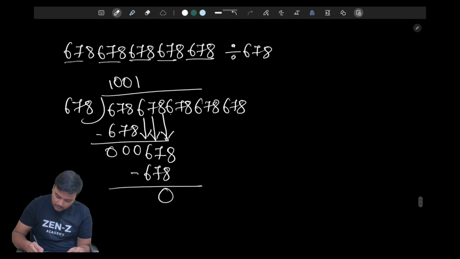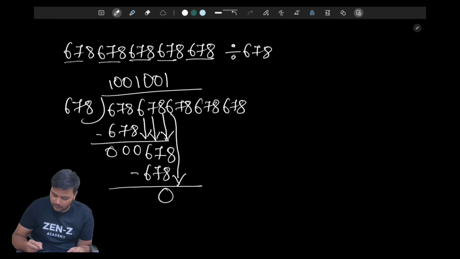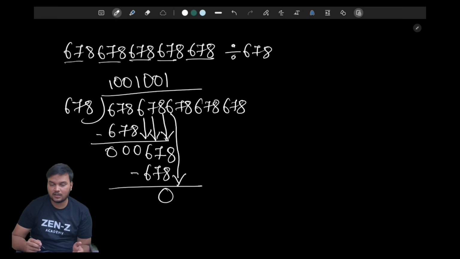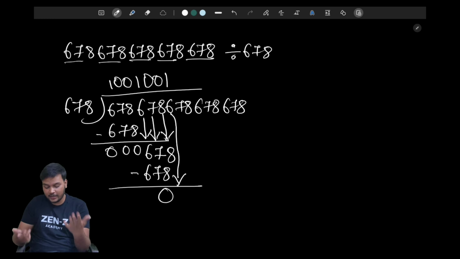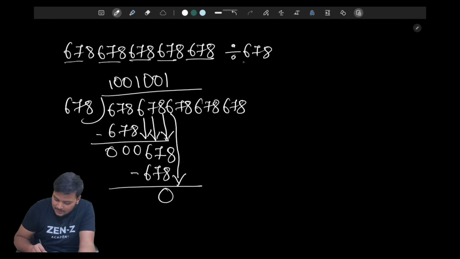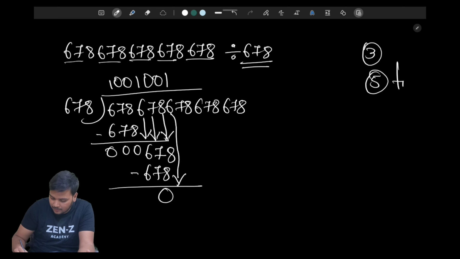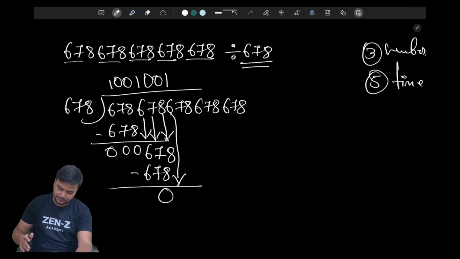If I go forward, it's going to be the same. Again, there will be 2 zeros and a 1. So if you see a pattern here, what is happening? There are 2 zeros and a single 1. So how it can be solved in a much quicker way is, see how many numbers there are. There are 3 numbers, and how many times is this number getting repeated? They are getting repeated 5 times.